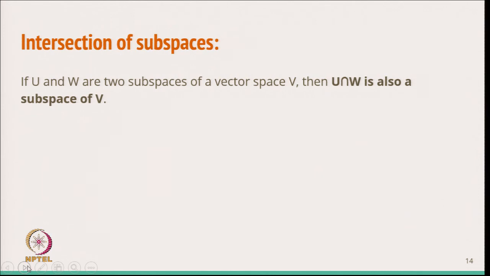Now, after discussing this one, we want to discuss what is going to happen if, instead of union, we discuss the intersection. What is going to happen in the case of intersection? So, now we are discussing the intersection. If U and W are two subspaces of the vector space V, and I define their intersection, then it says that it is also a subspace of the vector space V.